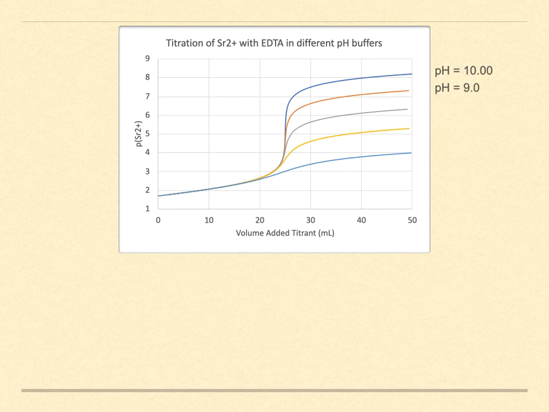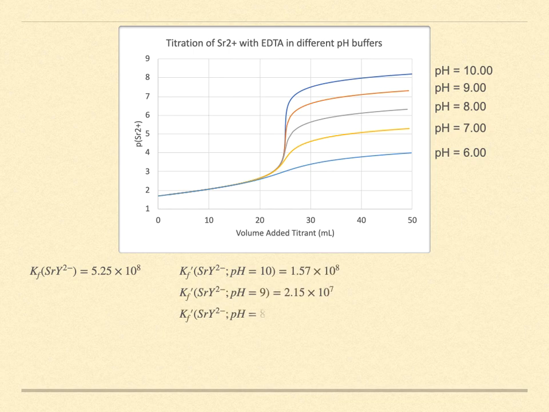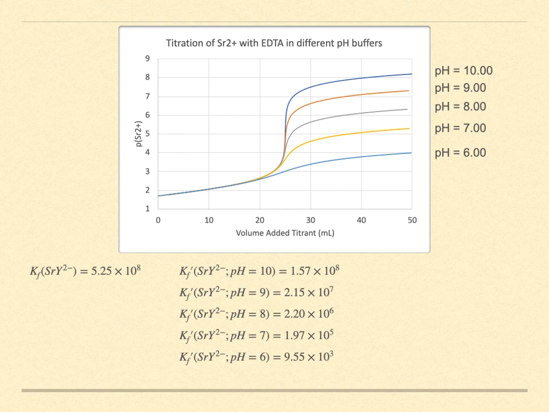Here's the EDTA titration of strontium in 5 different pH solutions. You can see the effect in the value of the conditional formation constant. A value of 10 to the 8 produces a sharp titration endpoint in a pH 10 solution, but it gets increasingly blurry as the pH drops. In the pH 6 solution, you can barely resolve it. A conditional formation constant of 10 to the 4 renders the titration to be of no value to us analytically. So there are very good reasons to want to titrate with EDTA under basic conditions.